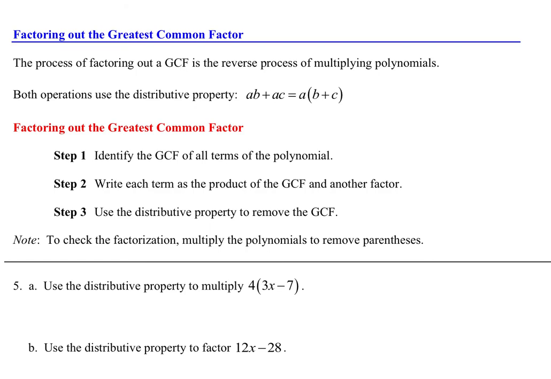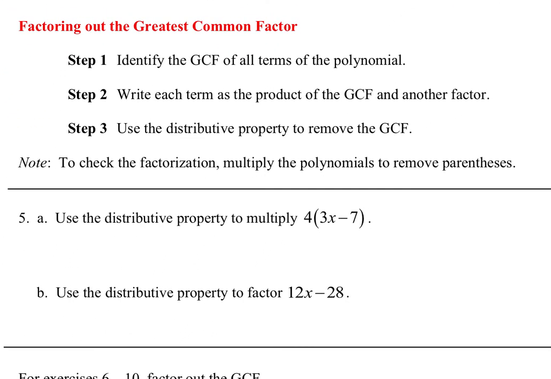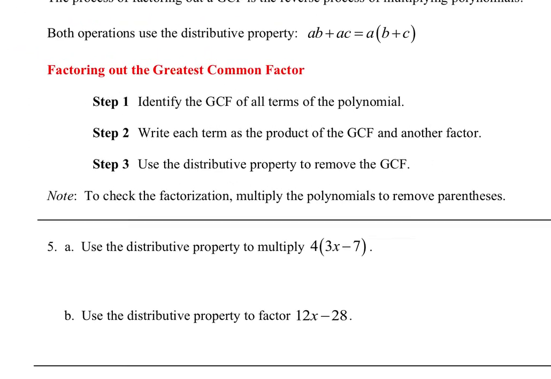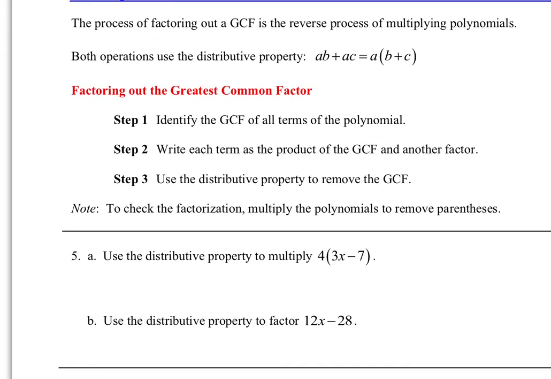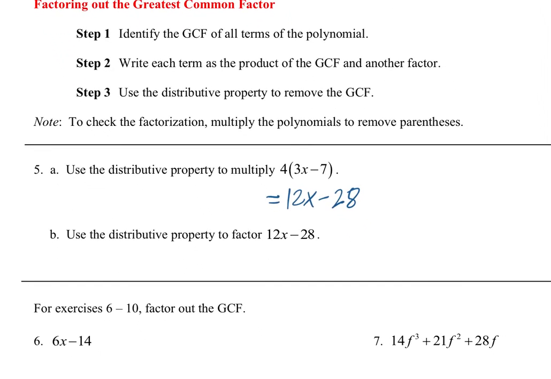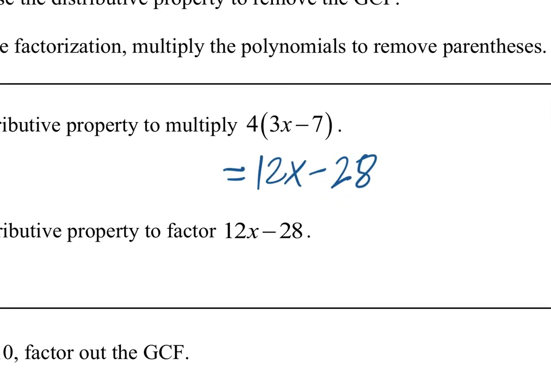We're just going to do a couple of exercises first. Use the distributive property to multiply, because really factoring is the exact opposite of multiplication. So 4 times 3x minus 7, that's already factored, because remember, factor basically means to take something and make it multiplication. But let's see, 4 times 3x minus 7 would give me 12x minus 28. Okay, now that we have distributed, let's turn around and factor it back out.